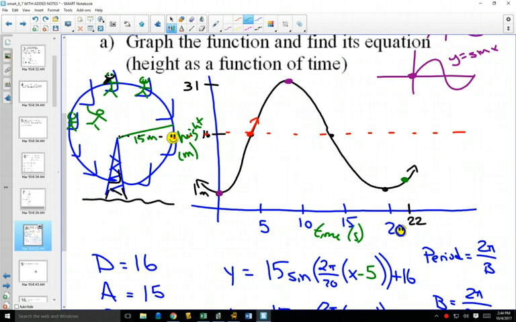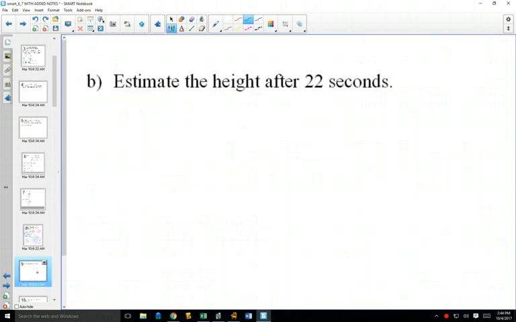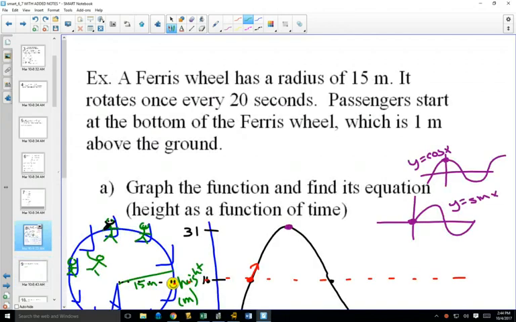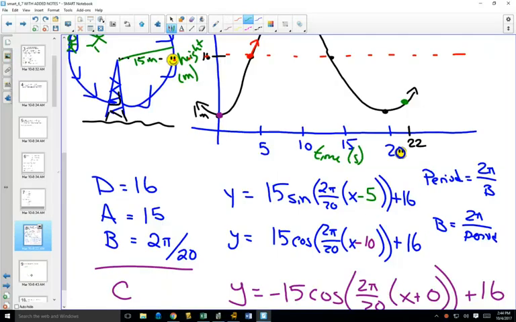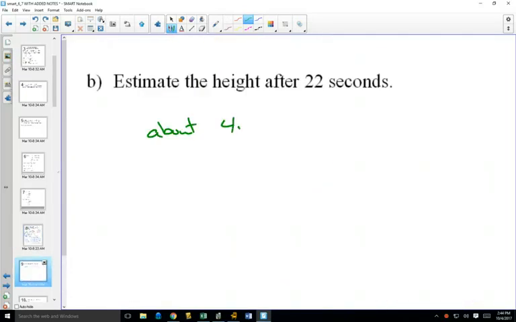Let's put down a couple numbers. What do you think the height should be? About 4 meters? That look about right? Okay. How many people think it's going to be above 4 meters? How many people are going to think it's going to be below 4 meters? Or how many people think it's going to be exactly 4 meters?